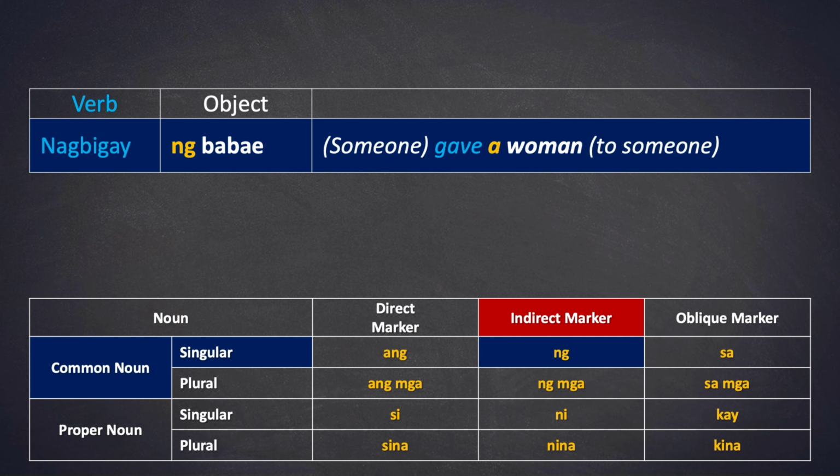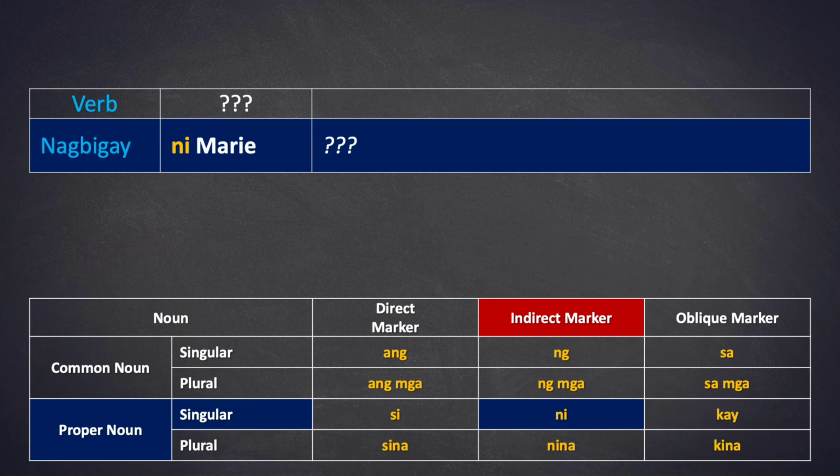Now, let's try the indirect marker ni. Nagbigay ni Marie. This is an incomprehensible phrase. It does not mean anything. A Filipino listener will readily spot that the speaker misused some words here and will certainly ask the speaker to clarify. So, ni with actor-focused verbs is not possible. Ayos ba? So far, so good?